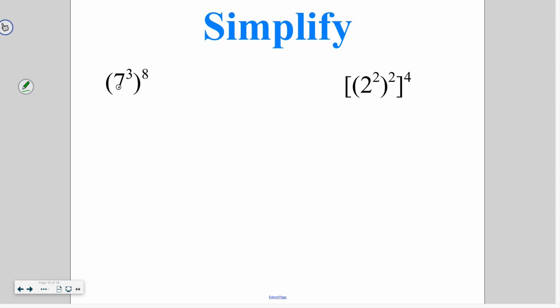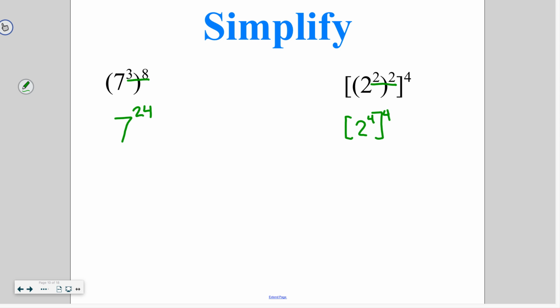So we've got 7 to the 3rd power raised to the 8th power, which means that we've got 8 times 3, giving us 7 to the 24th power. This one has it layered even more. We've got a power raised to a power raised to a power. So we're going to start on the inside part. 2 to the 2nd power to the 2nd power gives me 2 to the 4th power.